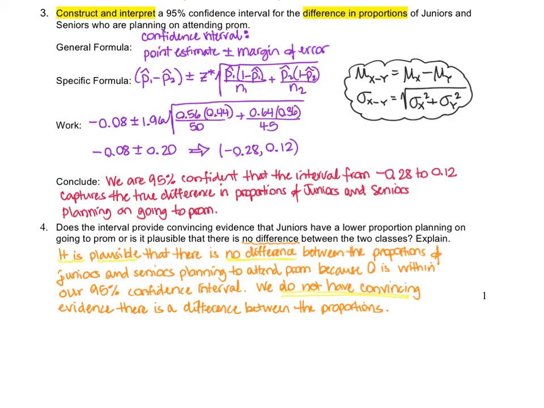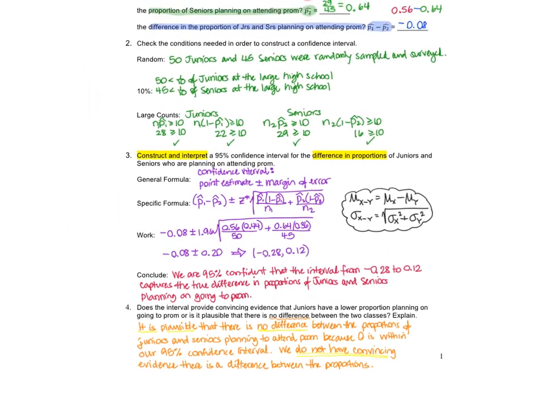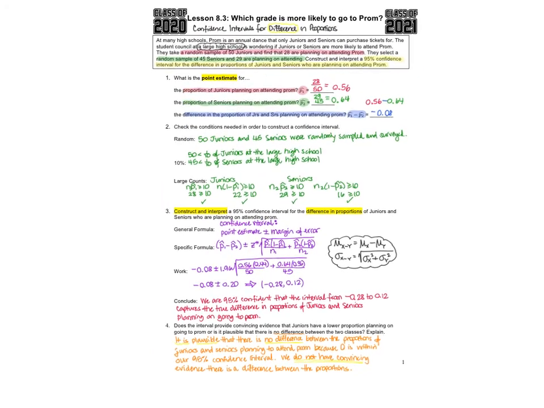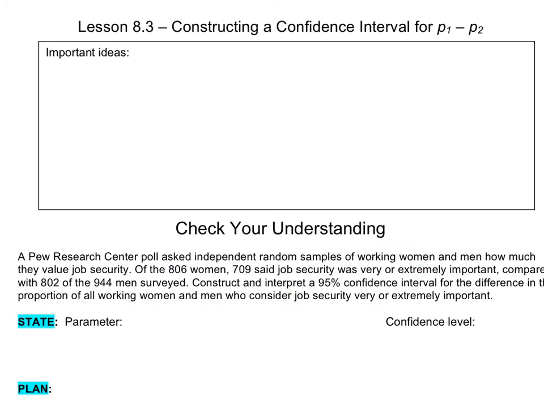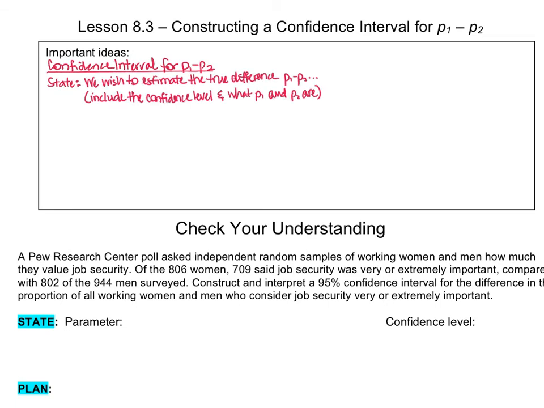All right, so at this point we are ready for our box of important information on the next page. When it comes to confidence intervals, we are still going to be using the state, plan, do, conclude 4-step process. We start state with, we wish to estimate the true difference P1 minus P2. In our state, we need to include the confidence level and what P1 and P2 are standing for. Next, we're going to look at plan, and we're going to say if conditions for inference are met, we will construct a 2-sample z interval for P1 minus P2, and then we're going to check our conditions.